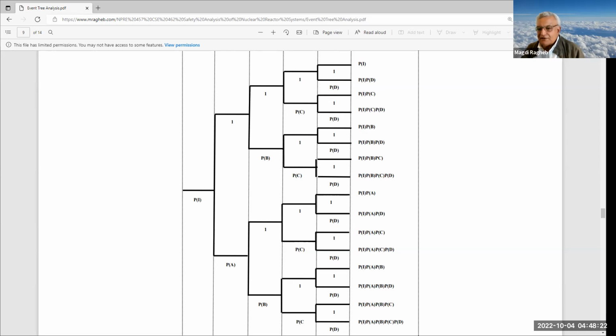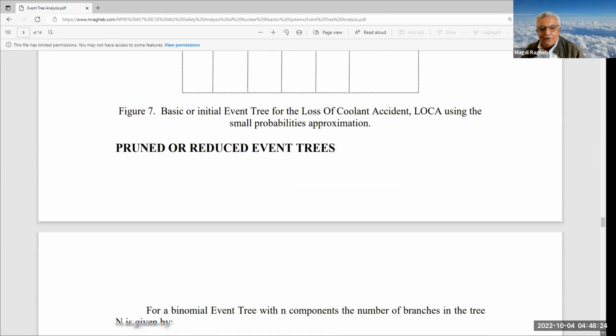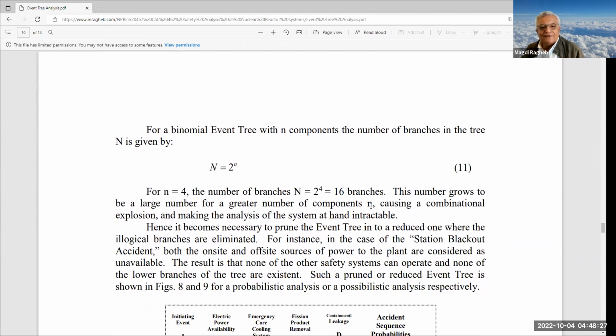Now imagine something that has 10 components, and this is really the reality of it. Then you have now 2 to the 10th power branches. So in that case, it's so overwhelming, we lose insight, so we need to prune the tree.